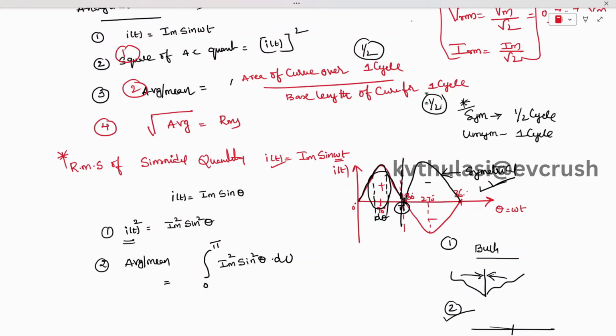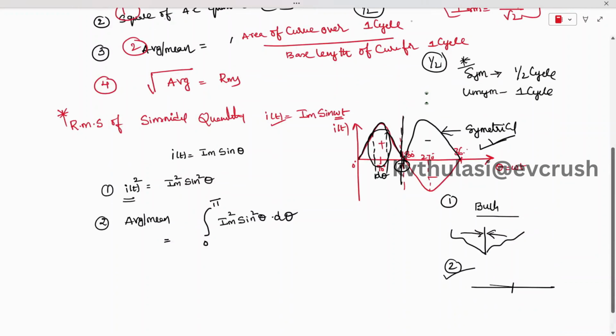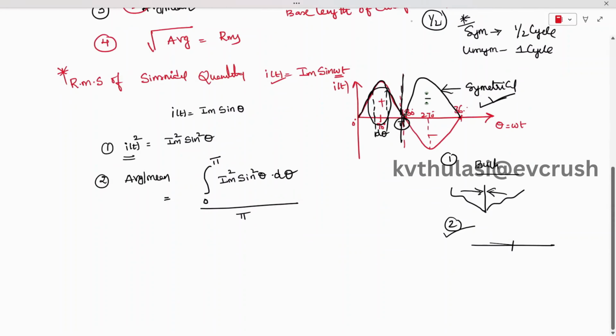So into d theta. Okay. So this is the way of solving this, which will give the area of the curve over half cycle divided by the base length. What is the base length? Pi. So this is how we have to calculate this value. So here we can write this as I m square divided by pi into the integral of 0 to pi sine square theta into d theta.